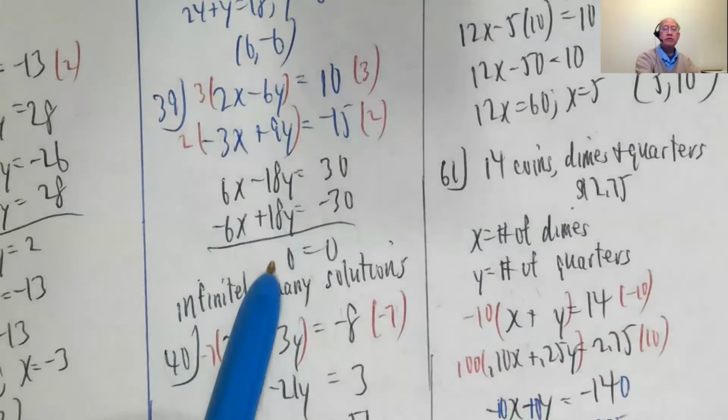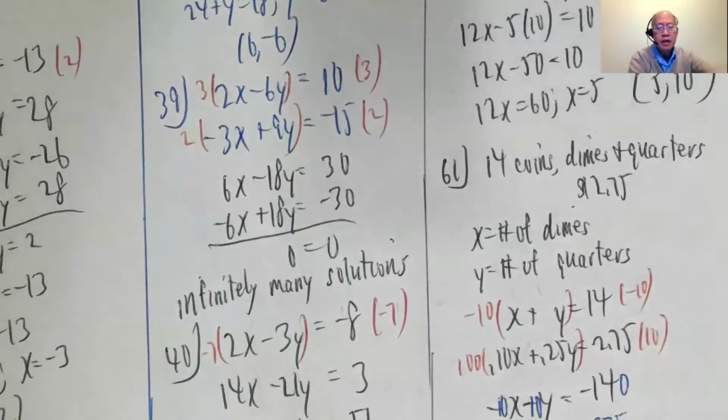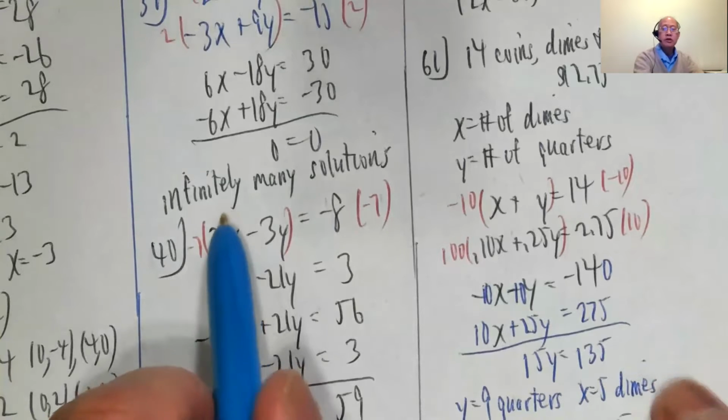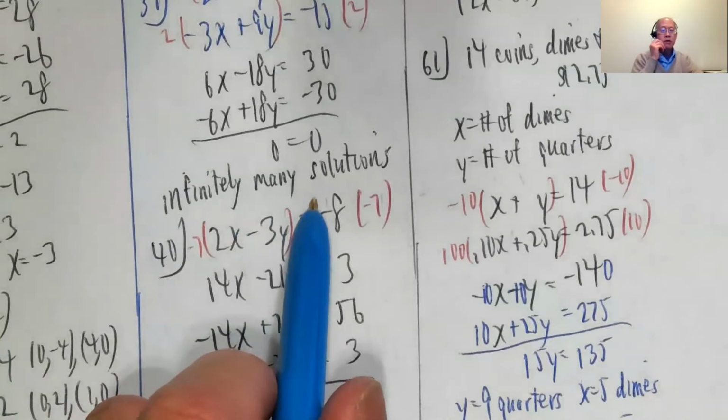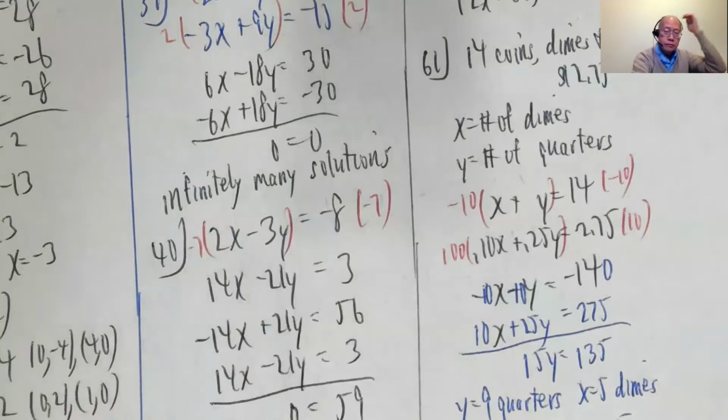Add them up, we get 0 equals 0. That leads to infinitely many solutions. And that's all you have to say for me. You can just say infinitely many solutions. Don't worry about writing the ordered pair like the text asks you to, just leave it like that.